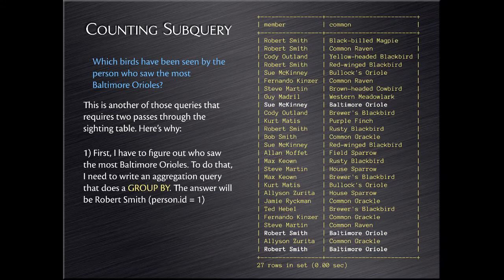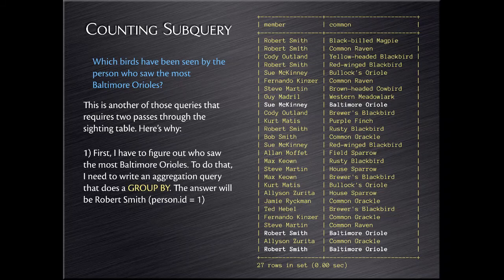So first, I need to figure out who saw the most Orioles. And so what I need to do is to write an aggregation query, right? I need to group by the person, and then I need to do a count, and then I need to figure out who wins. So I'm going to write that query. Now, if you haven't watched the previous lecture on aggregation and grouping and counting, etc., this might not make sense. Go back and watch that video first and then come back.